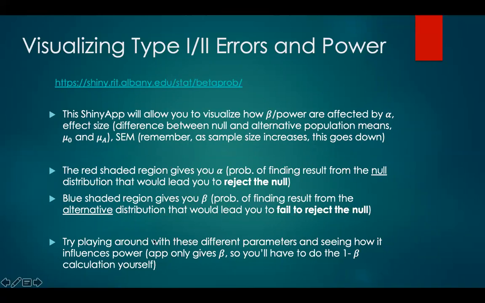So just try playing around with these to give you a good sense of how power fluctuates as a result of sample size, alpha, and effect size. And just as a note, this app only gives you beta, so you'll need to do the 1 minus beta calculation yourself to find power. But it's a cool way to visualize power and type 1 and type 2 error. You won't be tested on this. It's more for fun.